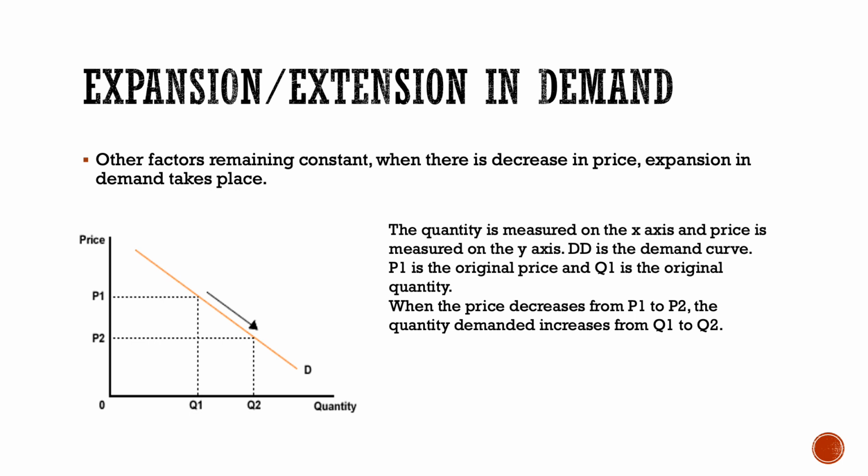So P1 is the original price and Q1 is the original quantity. And let us now decrease the price. So when the price decreases from P1 to P2, the quantity demanded automatically increases from Q1 to Q2. So when the price decreases, quantity demanded increases. So the demand is moving on the same demand curve. It is not shifting towards the right and also it is not shifting towards the left, but it is moving on the same demand curve. And when the price decreases, the quantity demanded is increasing. So this is the extension or expansion in demand.